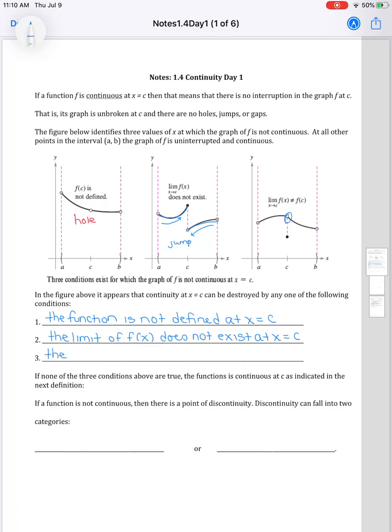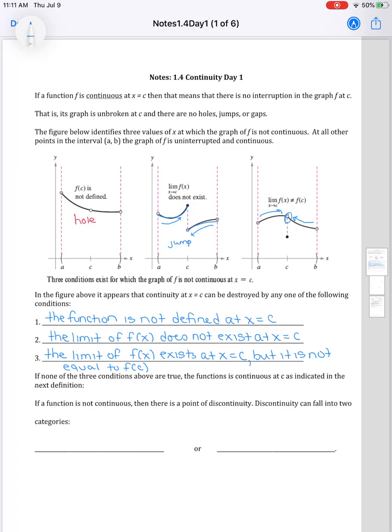And for the third diagram, the limit of f of x exists at x equals c. So in the third case, the limit exists because as you're coming from the left side and from the right side, you're approaching the same value, but it is not equal to what you get when you plug c into the function, which is f of c. That's how we would note that. So if none of the 3 conditions above are true, if nothing above holds true, that means the function is continuous at c.